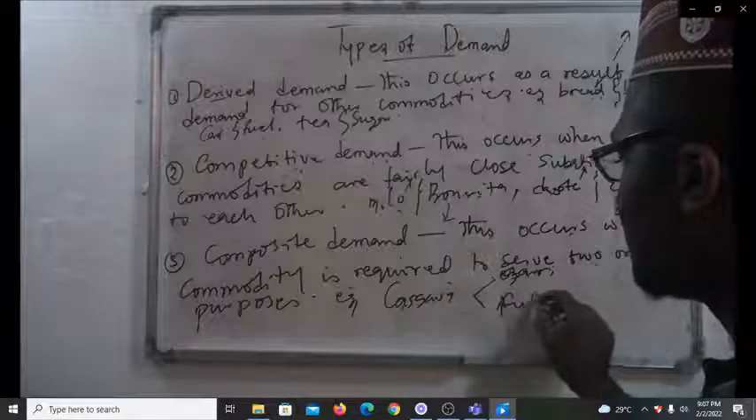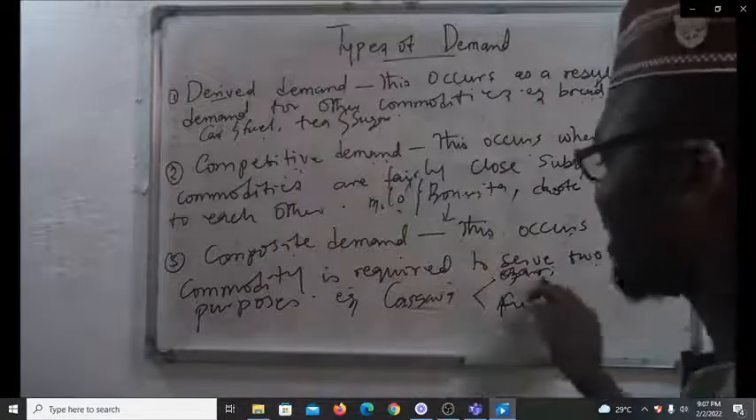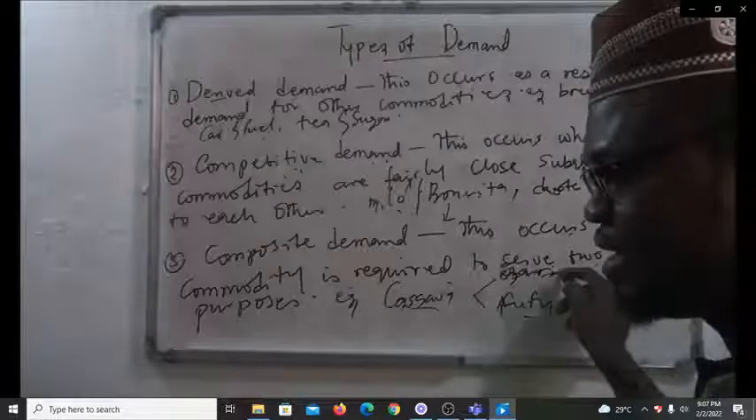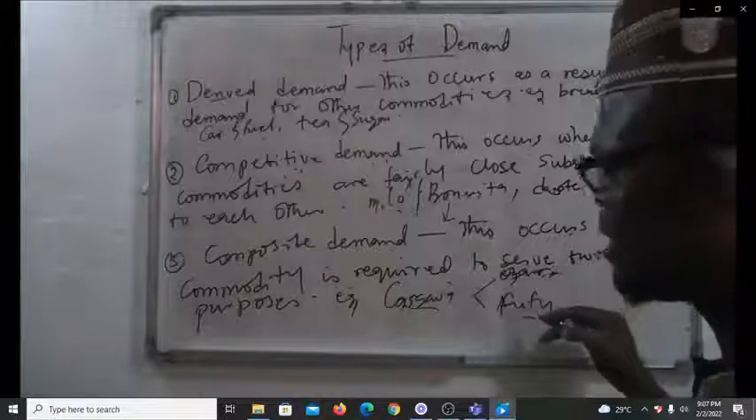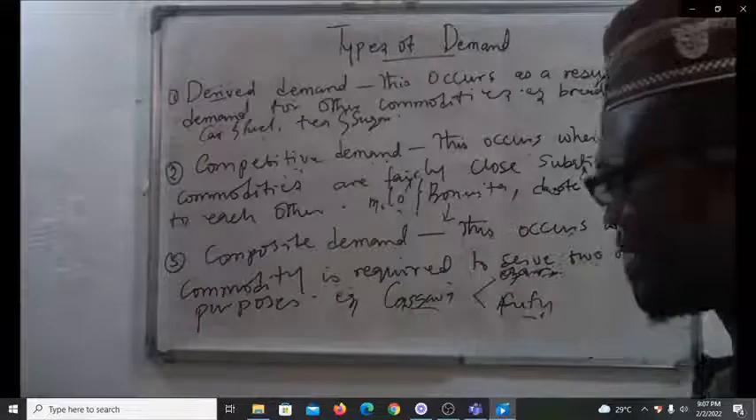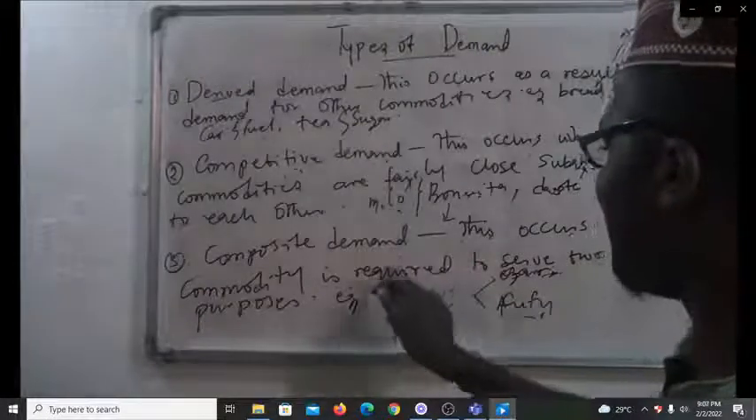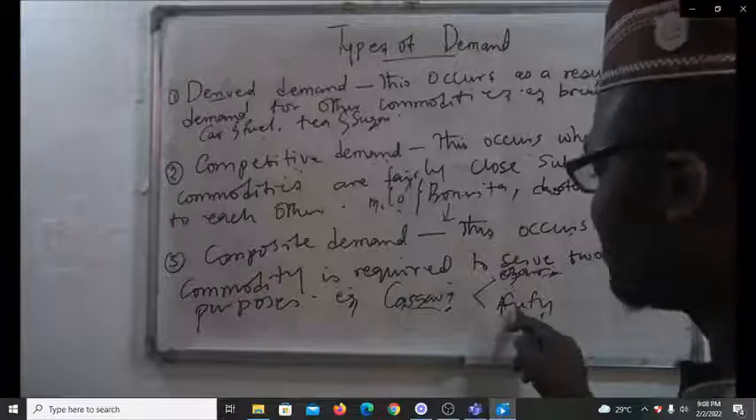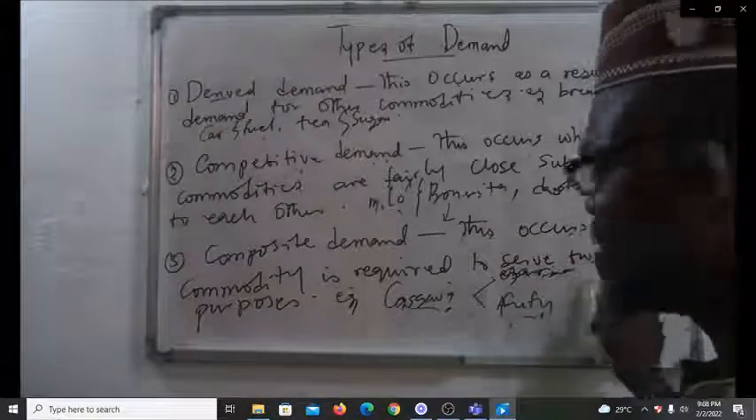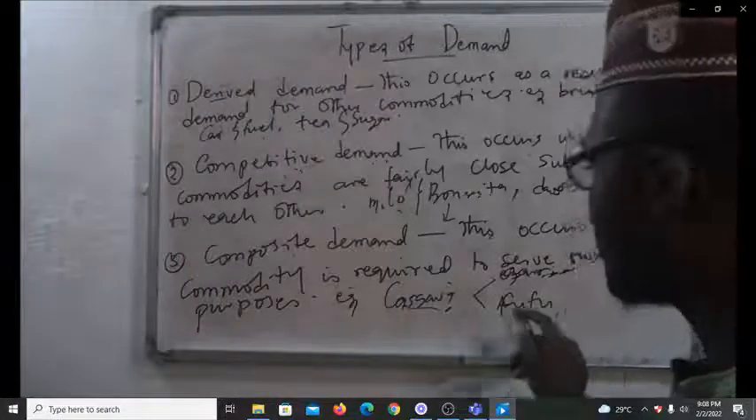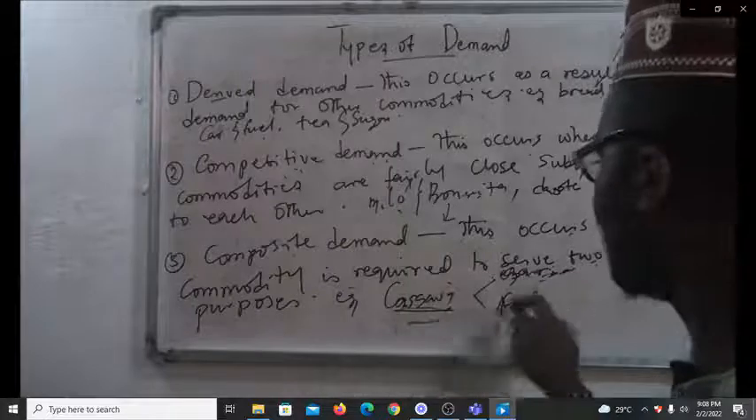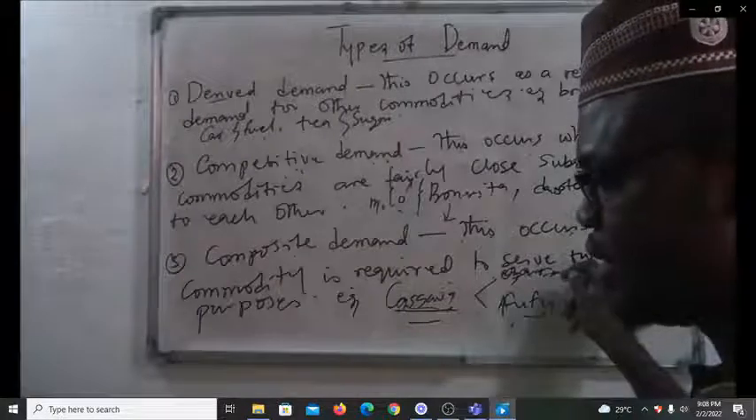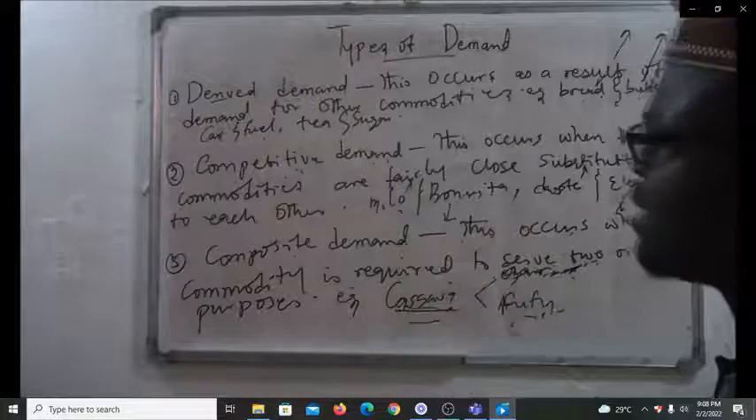Fufu. You can use cassava to make garri or to make fufu. When you process your cassava very well, it turns into garri. But when you use it after the basic processing, it will be fufu. So cassava is going to have what we call composite demand. Is that clear? So when the demand for garri is high, the supply of fufu will be low, because they will be using most of the cassava that is in supply to make garri, because people are demanding more garri. Exactly.